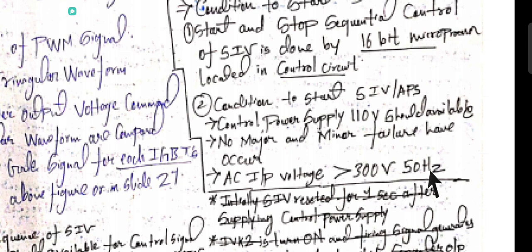So what we have understood so far is that the 16-bit microprocessor is responsible for starting and stopping the SIV, and this 16-bit microprocessor is located in the control circuit of the SIV. The conditions to start the SIV are: there should be the control power supply of 110 volt, no major and minor failure in the SIV, and AC input voltage greater than 300 volt, 50 hertz. Then only will the SIV start. The sequential operation, or I can say the SIV, gets turned on when all these conditions are fulfilled, right?